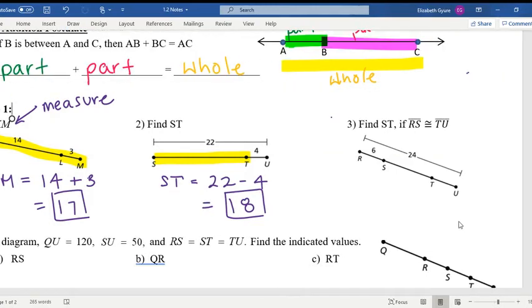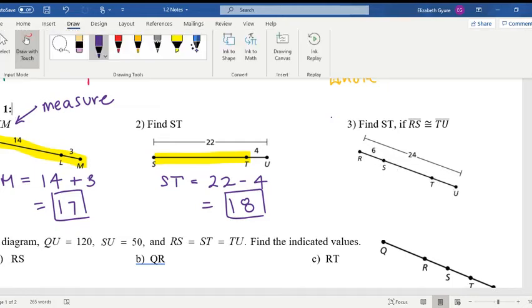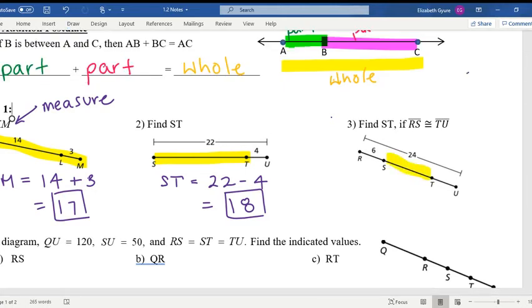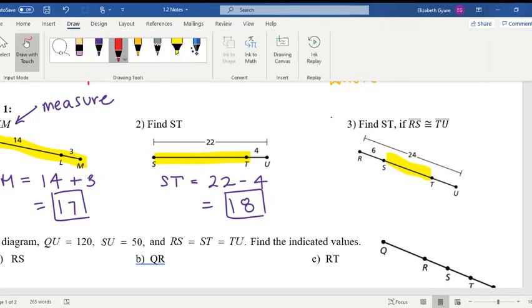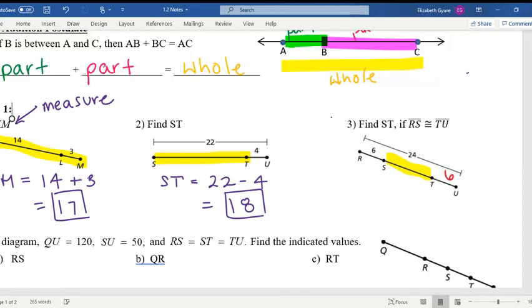So in number 3, it says find the measure of ST if segment RS is congruent to segment TU. So it's telling you that this little part here, if you look at your picture, is 6. The whole thing from R to U is 24. It wants you to find ST. So this little missing chunk is what we need to find. But your directions say that segment RS is congruent to segment TU. Okay, so what does that mean? Well, if segment RS is 6, then this means that segment TU is also 6.